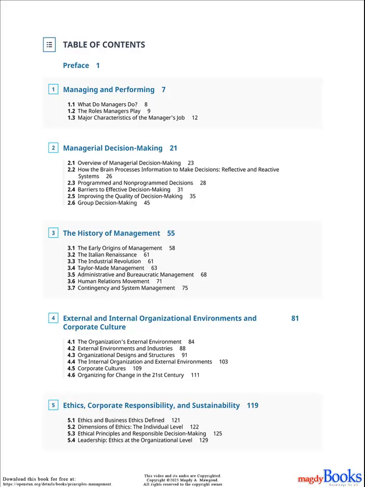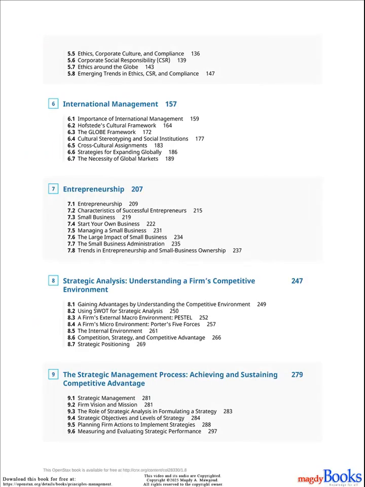5. Ethics, corporate responsibility, and sustainability. 5.1. Ethics and business ethics defined. 5.2. Dimensions of ethics. The individual level. 5.3. Ethical principles and responsible decision-making. 5.4. Leadership. Ethics at the organizational level. 5.5. Ethics, corporate culture, and compliance. 5.6. Corporate social responsibility, CSR. 5.7. Ethics around the globe. 5.8. Emerging trends in ethics, CSR, and compliance.